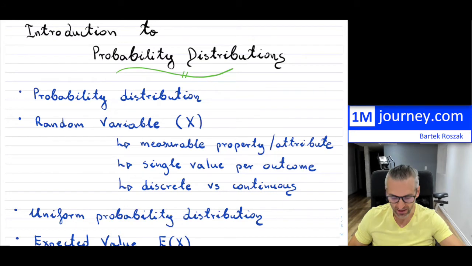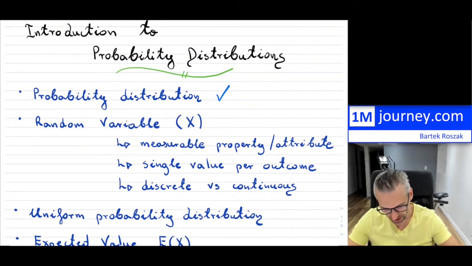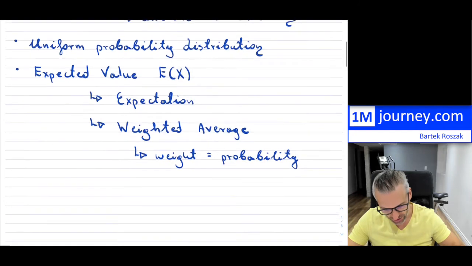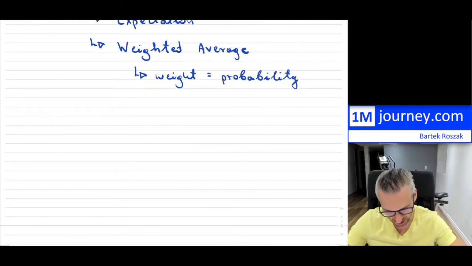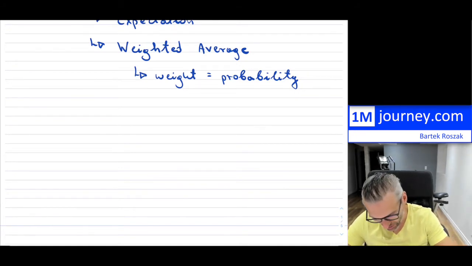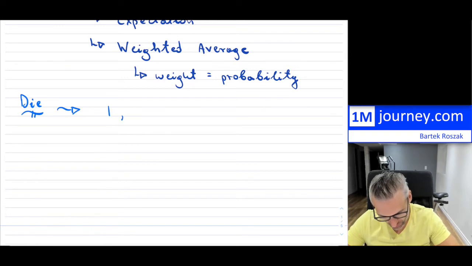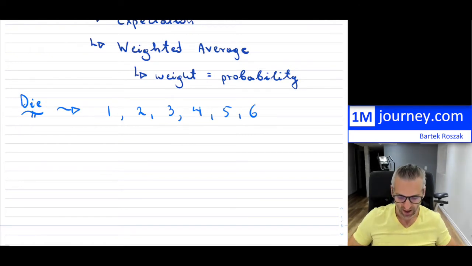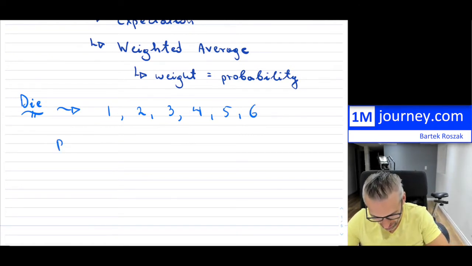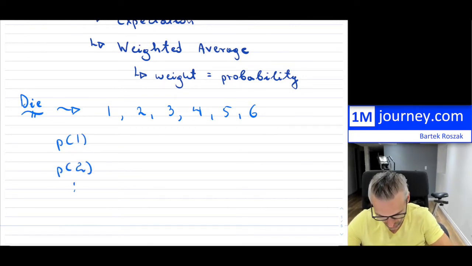So what is this probability distribution? This is the first thing. If you are talking about probabilities, I'll try to provide you a couple of examples. Let's say you had a die and you were rolling that die, and let's assume that it's a fair die. You can have a result of a 1, a 2, a 3, a 4, a 5, or a 6. And we can calculate the probability of, let's say, getting a 1. We can calculate the probability of getting a 2, and so on, all the way to the probability of getting a 6.